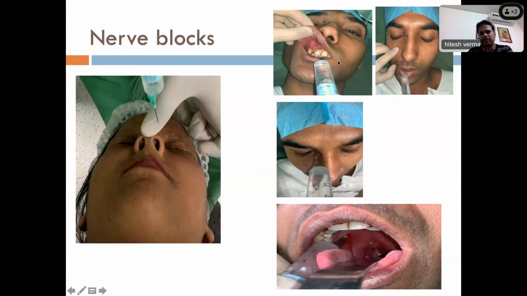In this photograph, the anterior ethmoid nerve, this infraorbital nerve is blocked. In this photograph, this one is the anterior ethmoid block, and this one is the sphenopalatine block through the greater palatine foramen.